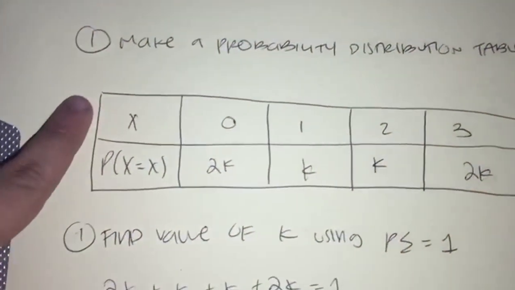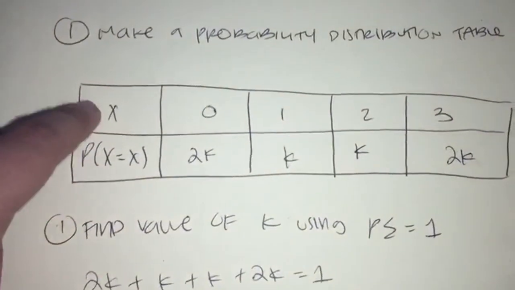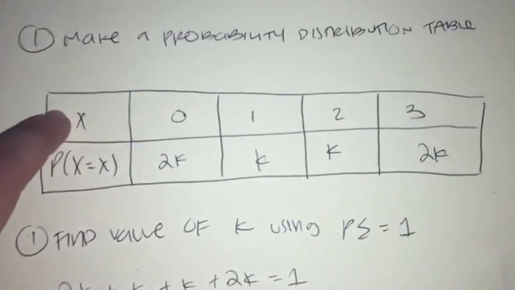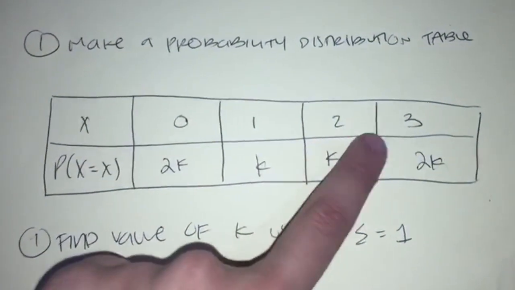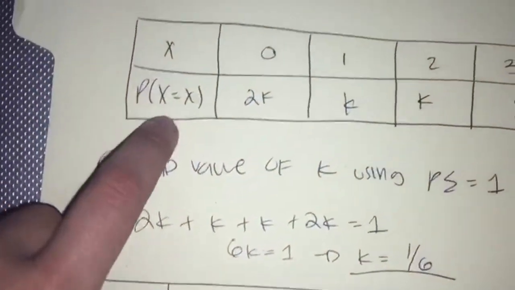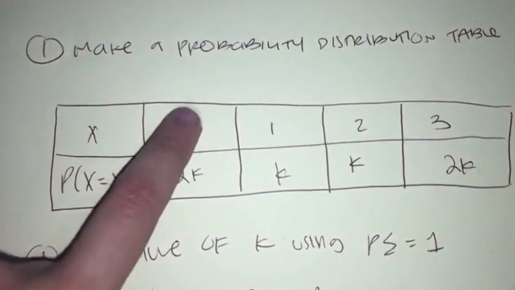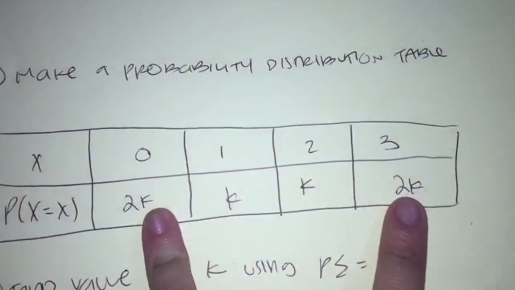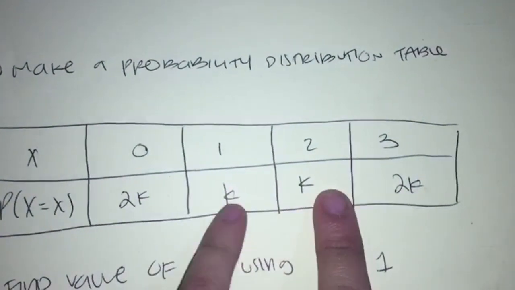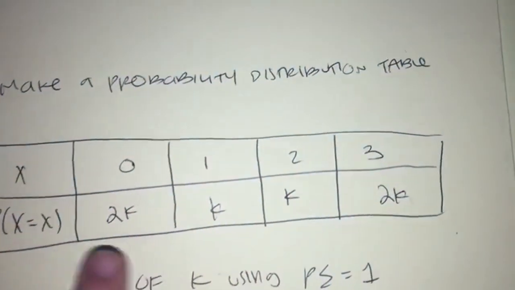This is very simple. We're going to make it with 2 rows. Row number 1 is going to be X, and it's going to mean the number of tables that can be attended. So it's 0, 1, 2, and 3. And P of X, which means the probability of attending such tables. And we know that attending 0 tables and 3 tables is the same probability, and attending 1 table and 2 tables is the same as well.